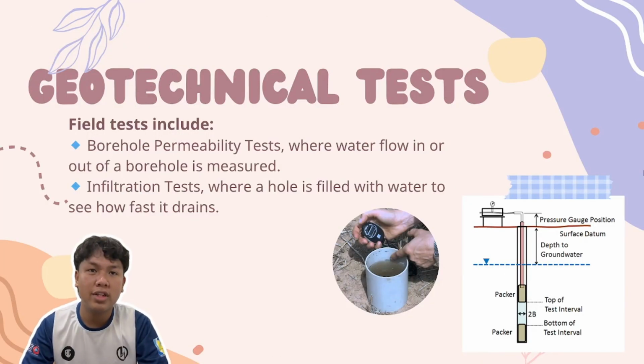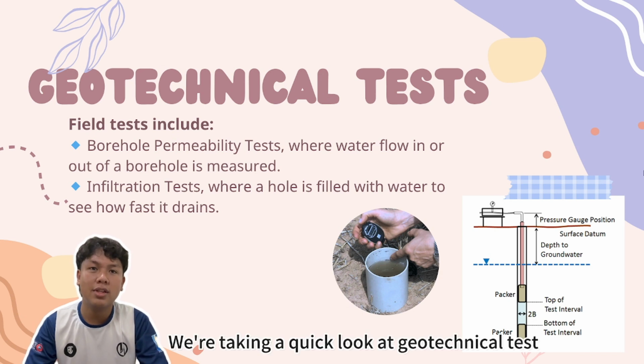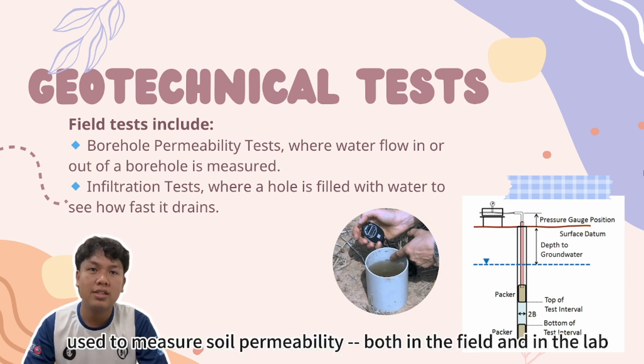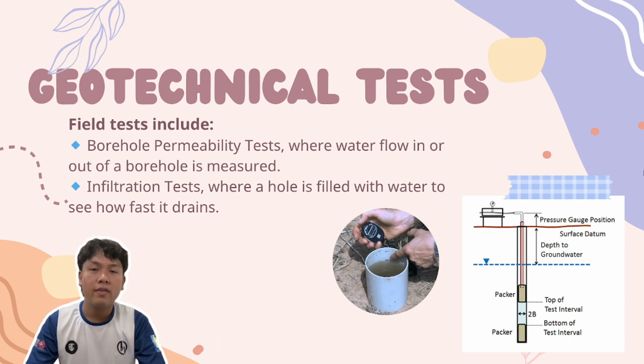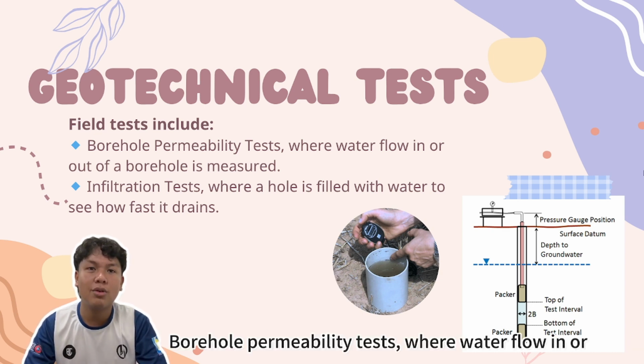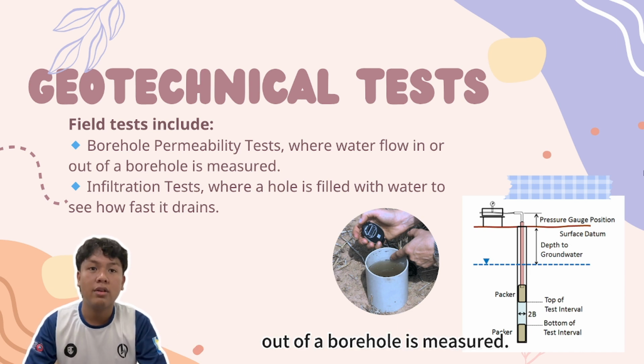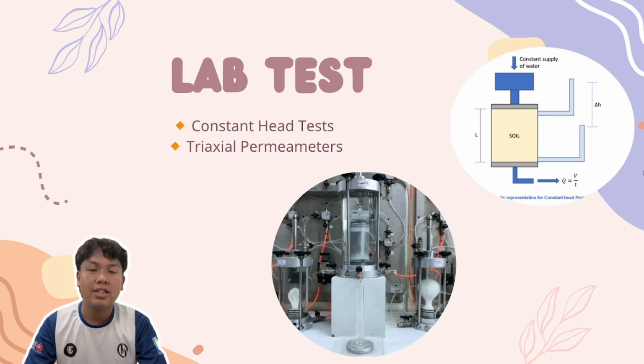Hi everyone, today we're taking a quick look at geotechnical tests used to measure soil permeability, both in the field and in the lab. Field tests include borehole permeability tests, where water flowing in or out of a borehole is measured. Second is the infiltration test, where a hole is filled with water to see how fast it drains.